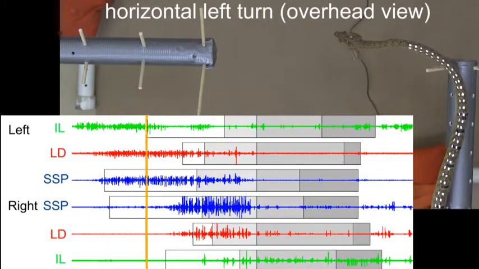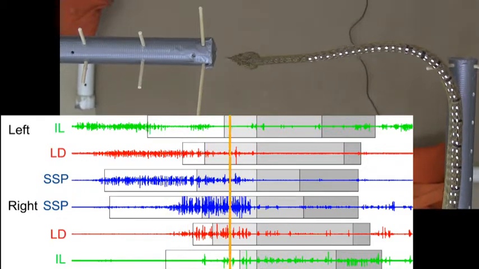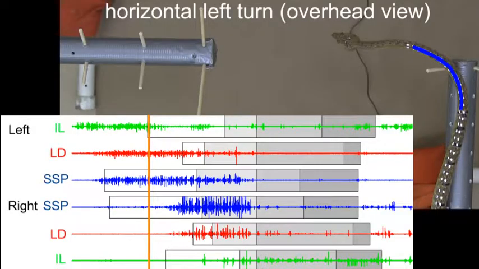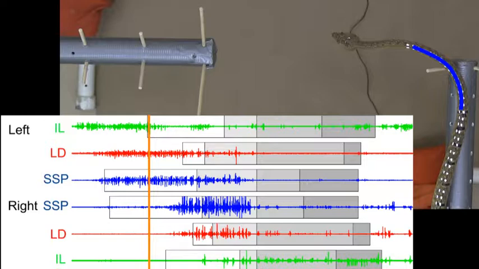Unequal amounts of left and right side muscle activity occurred when snakes turned horizontally. As shown by the blue region, the left spinalis is active without the right spinalis when the body first enters the gap and it is flexing to the left.